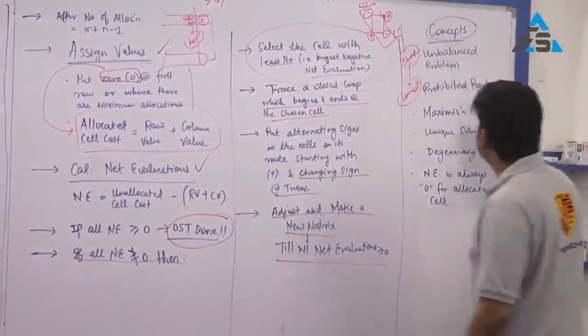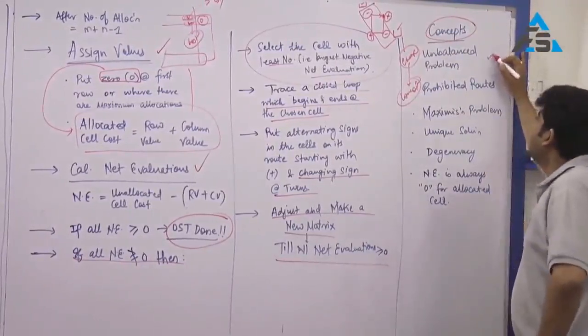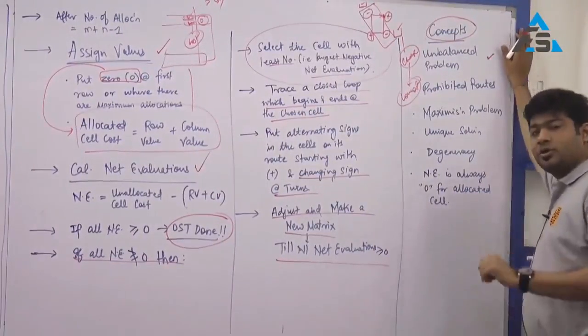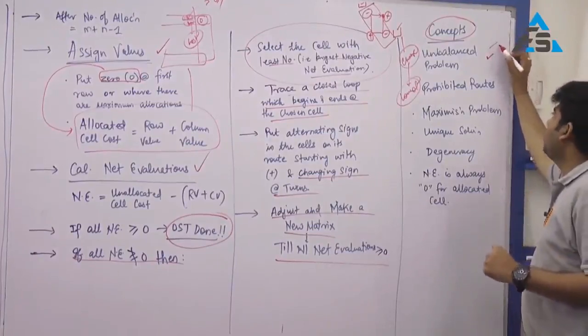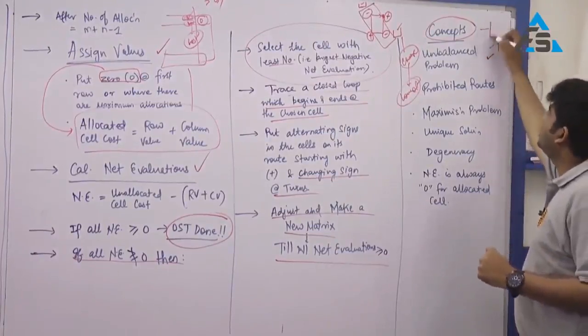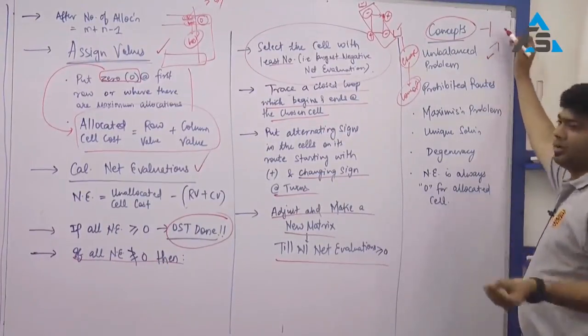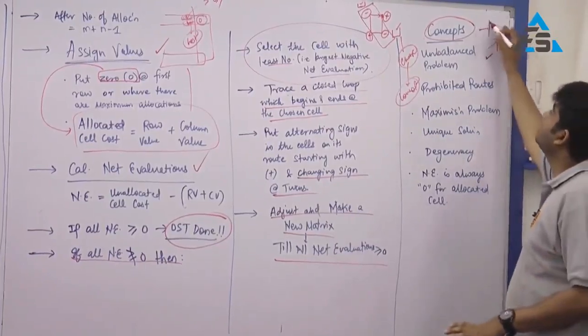So the concepts that are there here, some of them are similar to assignment. Unbalanced problem. What is an unbalanced problem? Where requirement is not equal to availability. In that case, we will have to add a dummy row or a dummy column, as per the question. So if there is a requirement shortage or if there is an availability shortage, based on that we will add a dummy row or column.